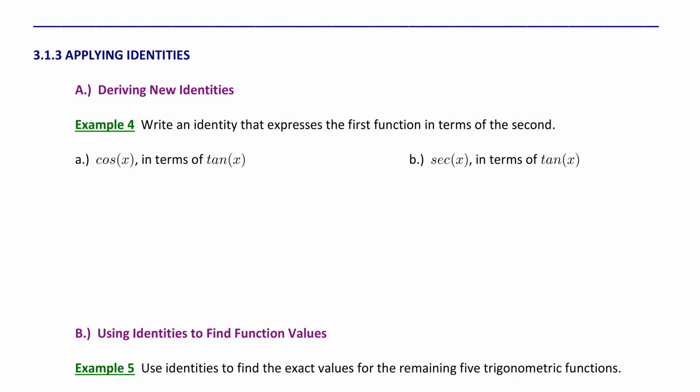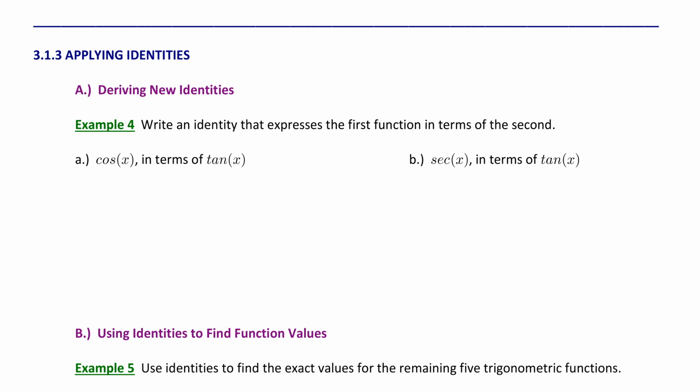Other than rote memorization, one of the best ways to learn the identities is to flex your identity muscles by actually applying identities in different situations. That's what we'll examine in section 3.1.3. The first thing we want to learn how to do is derive new identities from the identities that we know.